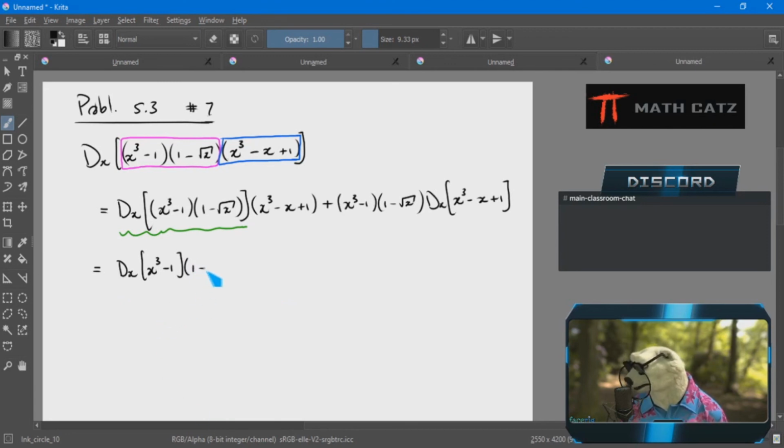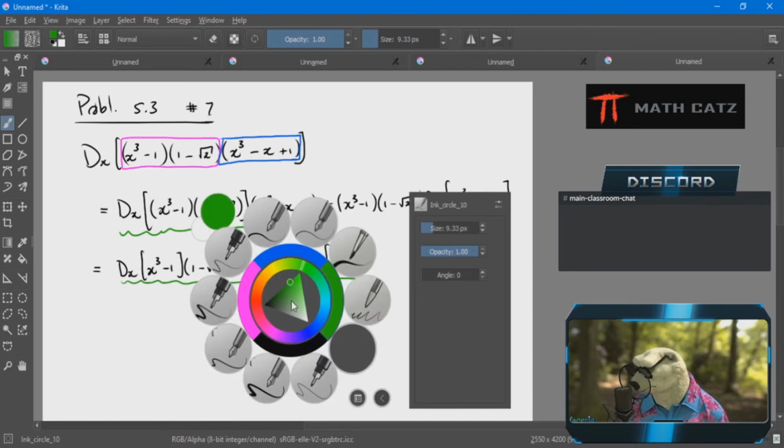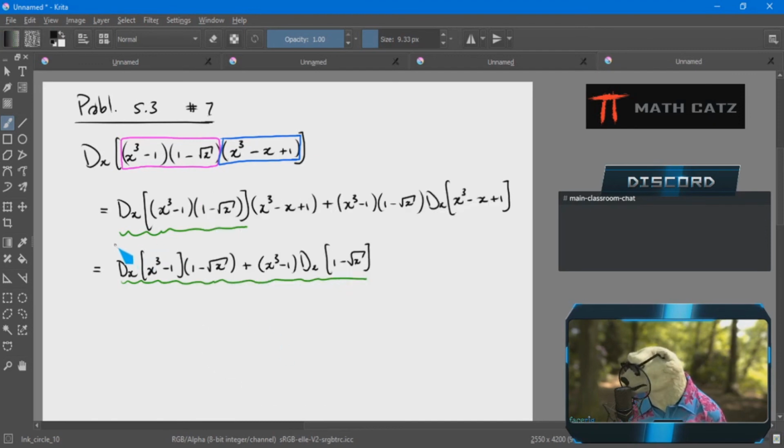Derivative of the first times the second, plus the first times the derivative of the second. All of the green, that is green, all of that is multiple terms. It needs to be multiplied by x cubed minus x plus 1.